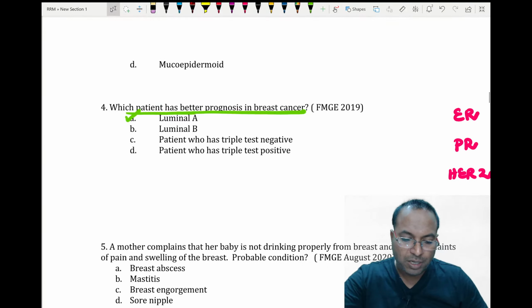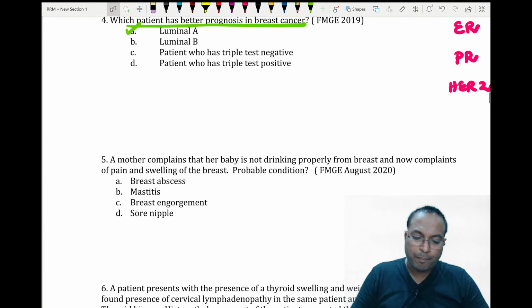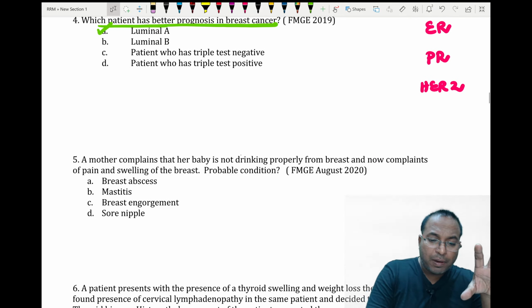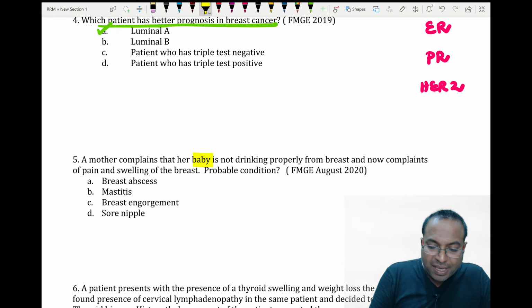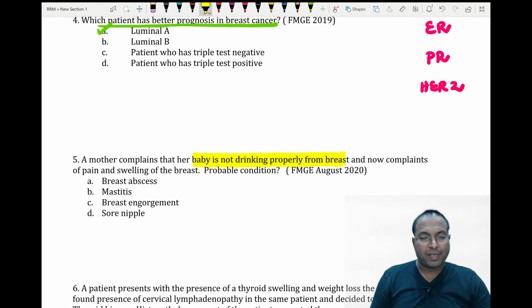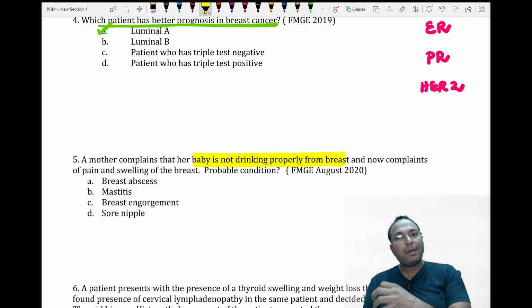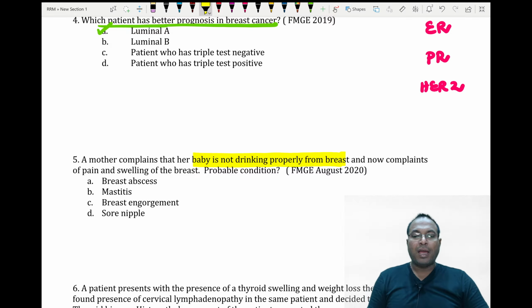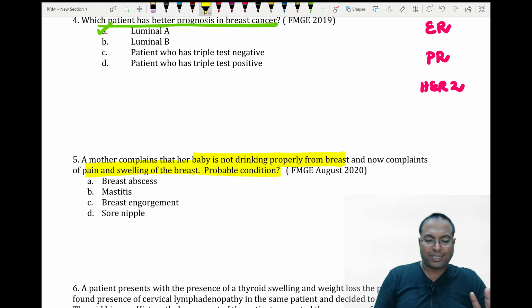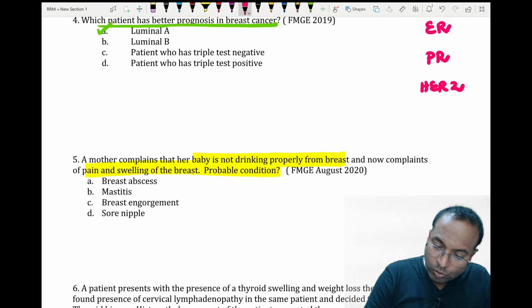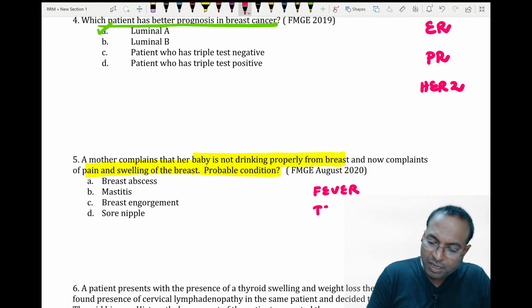That's a simple question on better prognosis, which is luminal A type. Now this is a very simple practical question. Actually, it's an obstetric question. Mother complains that her baby is not drinking properly from the breast. So the basic point is the baby is not sucking the milk out. Now she complains of pain and swelling of the breast. What is the probable condition? Please remember, there is no point mentioned about fever or tenderness.